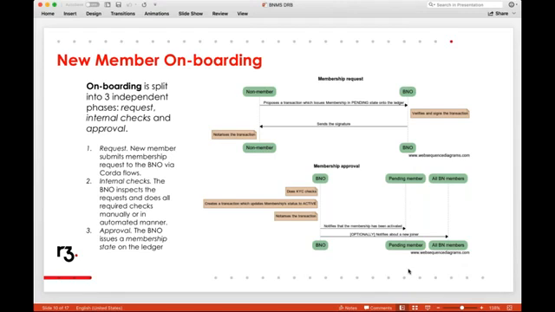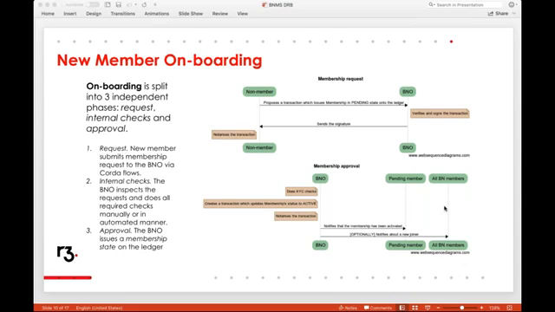Next, let's go briefly through the flows which are going to be supported by the membership service. The first is obviously member onboarding, and it consists of three different phases. The first phase is the request, when someone submits the request to get onboarded into the business network. When someone submits the request, they contact the BNO via the Corda flows, and it would issue a membership state in pending status onto the ledger.